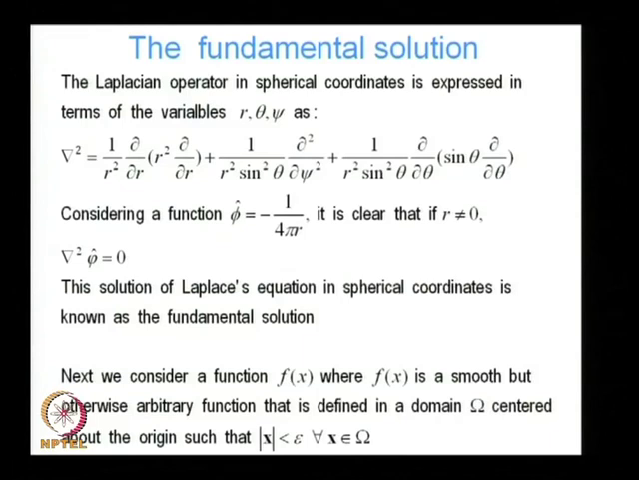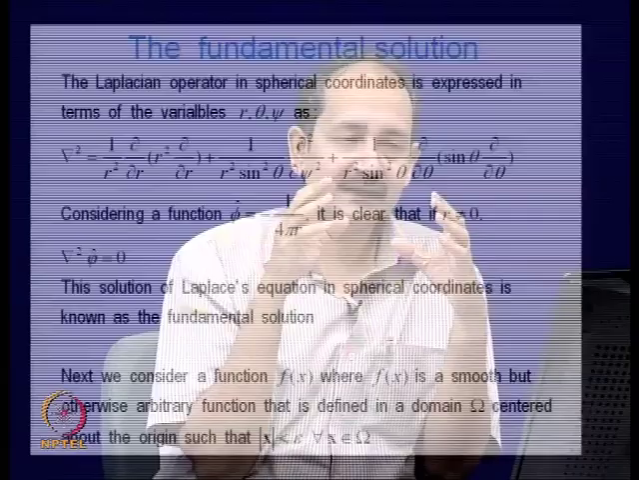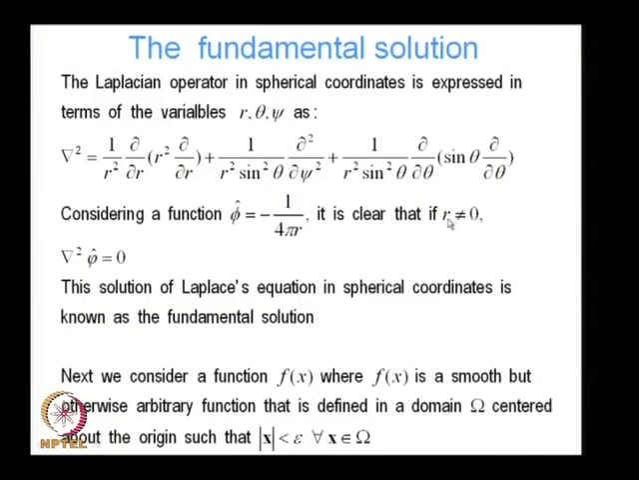Here r is the radial distance of that point from the origin. So, I am defining a function phi hat, and at any point the value of that function is going to be 1 by 4 pi times the radial distance of that point from the origin. It is clear that if r is not equal to 0, Laplacian of phi hat is always going to be 0. So, phi hat by definition is always going to satisfy Laplace's equation unless r is equal to 0.